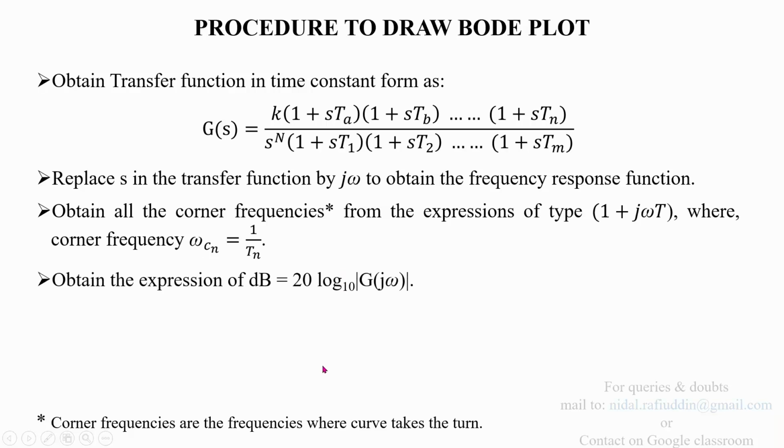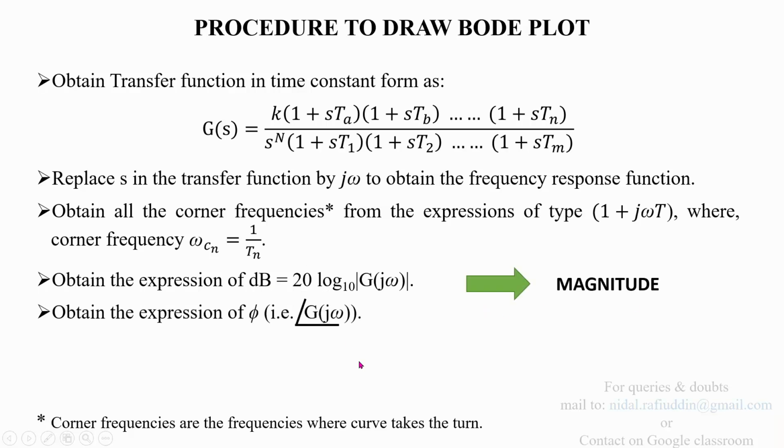Then we obtain the expression of gain in decibels, which is 20 log to the base 10 of the magnitude of G(j omega). We first compute the magnitude of G(j omega), then take the log of it multiplied by 20. This is the decibel value of the magnitude. Then we obtain the expression of phi, that is the angle of G(j omega). We already learned to obtain angles when we discussed phasors. This becomes the phase of the Bode plot. So we'll have two plots, magnitude versus omega and phase versus omega.